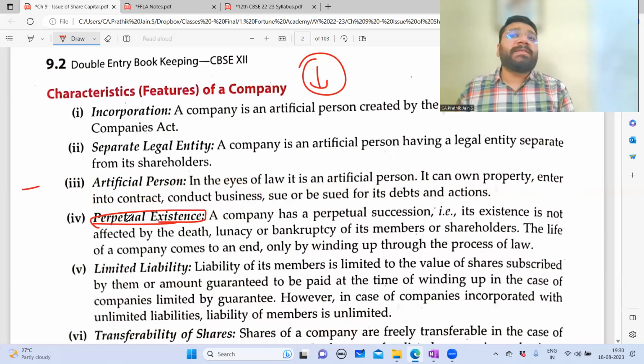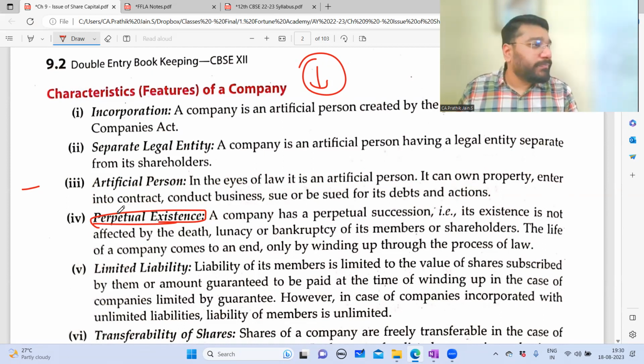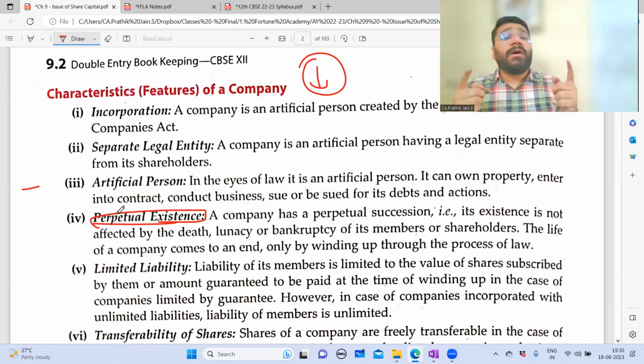Because the law feels that the death of a partner, an owner or a shareholder should not affect the business. Reliance Limited is owned by Mukesh Ambani. Do you think that if Mukesh Ambani dies, his business will get hampered? Will his business have to be closed and will he have to form a new company? Not at all. No. This Reliance Limited was initially created by whom? Dhirubhai Ambani. So after Dhirubhai Ambani died, did they close the company and form a new company?